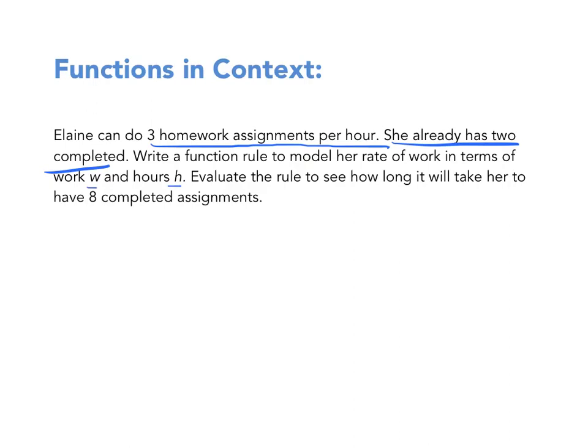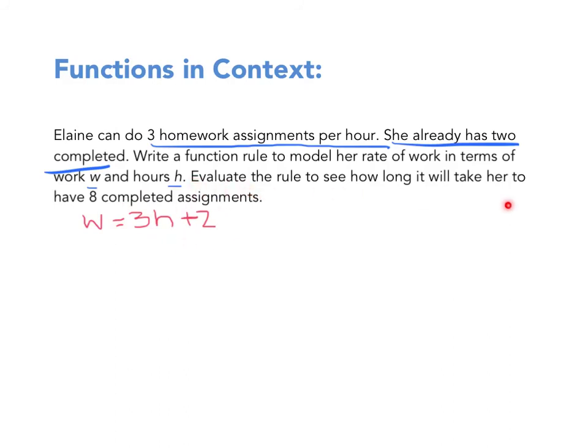So we're looking at how many homework assignments she can complete per hour. So we're going to say W is work, and work is equal to 3 per hour, but she already has 2 done. So W equals 3H plus 2. However many assignments she has done is equal to 3 assignments per hour plus the 2 she already has done.